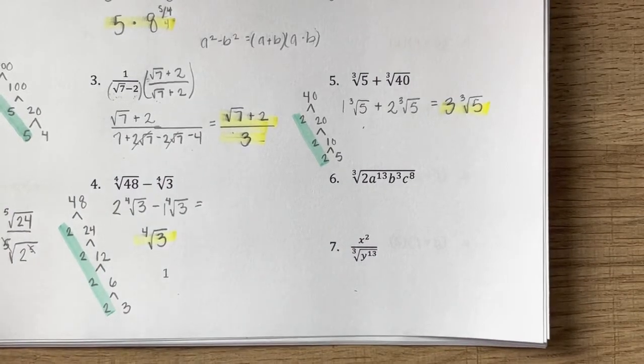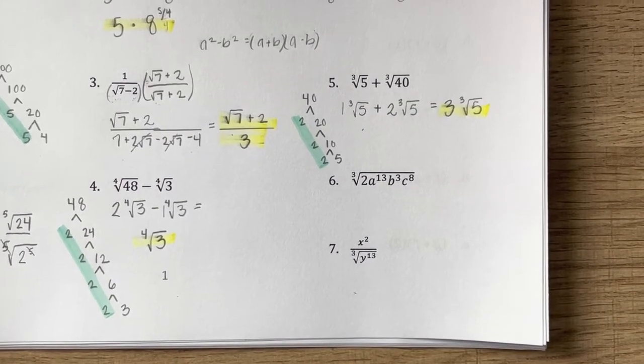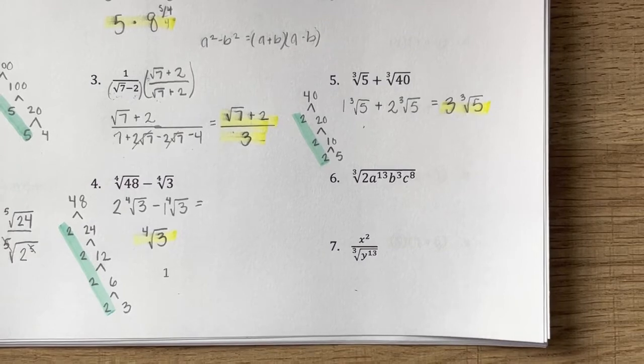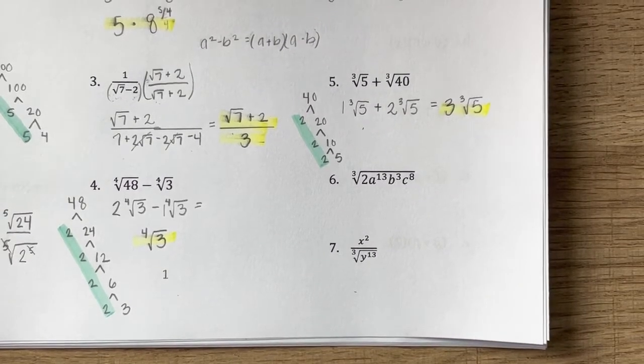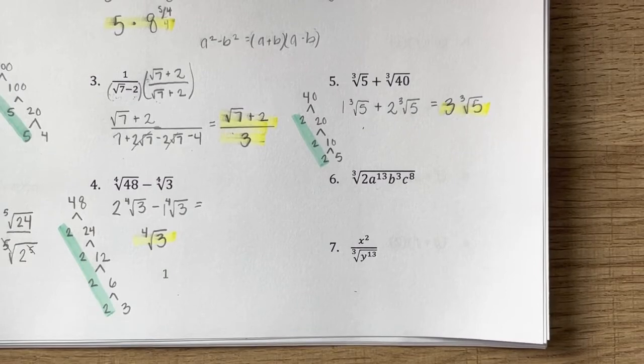And then for number 6, it's the cubed root of 2a to the 13th, b cubed, and then c to the 8th. So there's a couple of different ways that you can approach this. I'll show you both ways. So one way is to break down the exponents inside the radical into things that we can take the cubed root of.